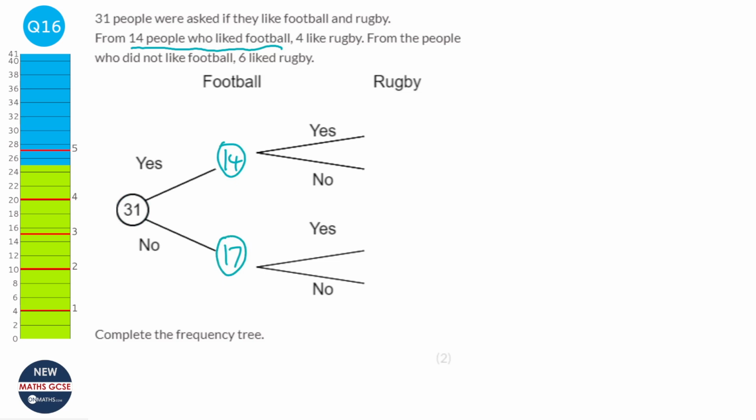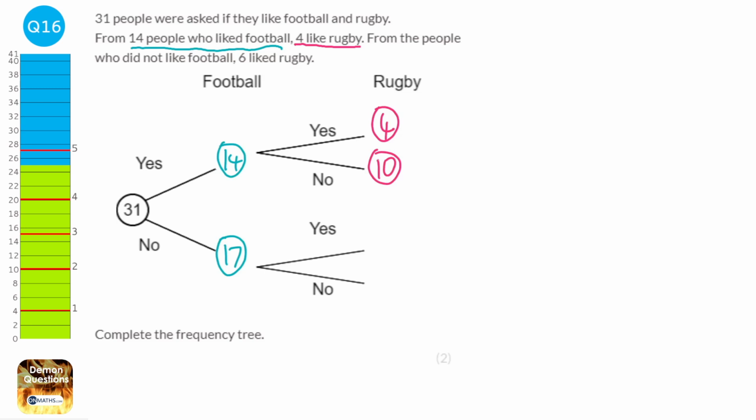Carrying on the sentence, it says 4 like rugby. So 4 of those liked rugby. And we had 14 to start off with, down this strand. And so that must mean that we've got 10 who don't like rugby. So of those 14, 4 liked rugby, so therefore 10 must have not liked rugby.